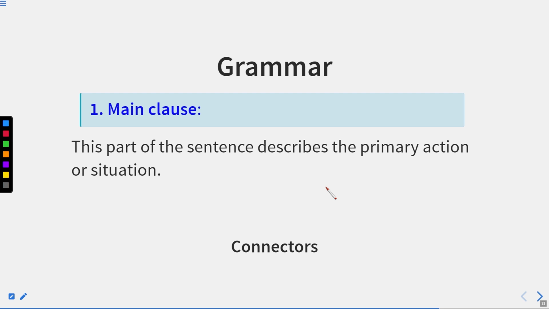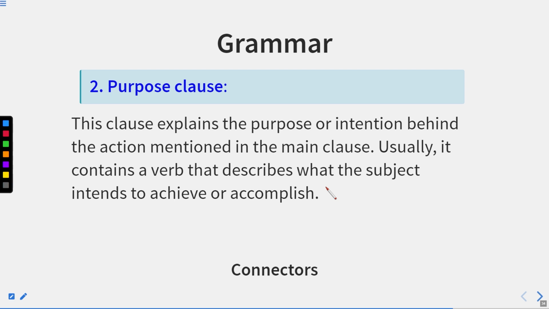Main clause. This part of the sentence describes the primary action or situation. Purpose clause. This clause explains the purpose or intention behind the action mentioned in the main clause. Usually, it contains a verb that describes what the subject intends to achieve or accomplish. In a purpose clause, we will only have the verb, not the subject. Because if I say so as to buy, here I can say to buy. Buy is actually the verb, and this is the infinitive part.